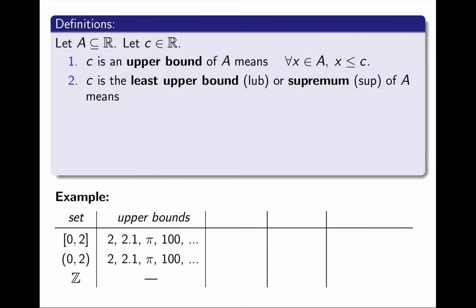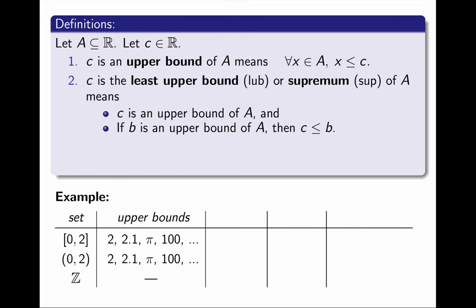I am going to say that the number C is the least upper bound, or supremum, of the set A. These two phrases are synonymous. Least upper bound and supremum mean the same thing. When two things happen. First, C is an upper bound of A. And second, every upper bound B of A is greater than or equal to C. This is just another way to say that C is the smallest upper bound. For example, the two intervals we were looking at both have supremum 2. On the other hand, the set of integers does not have a least upper bound because it does not have an upper bound to begin with.